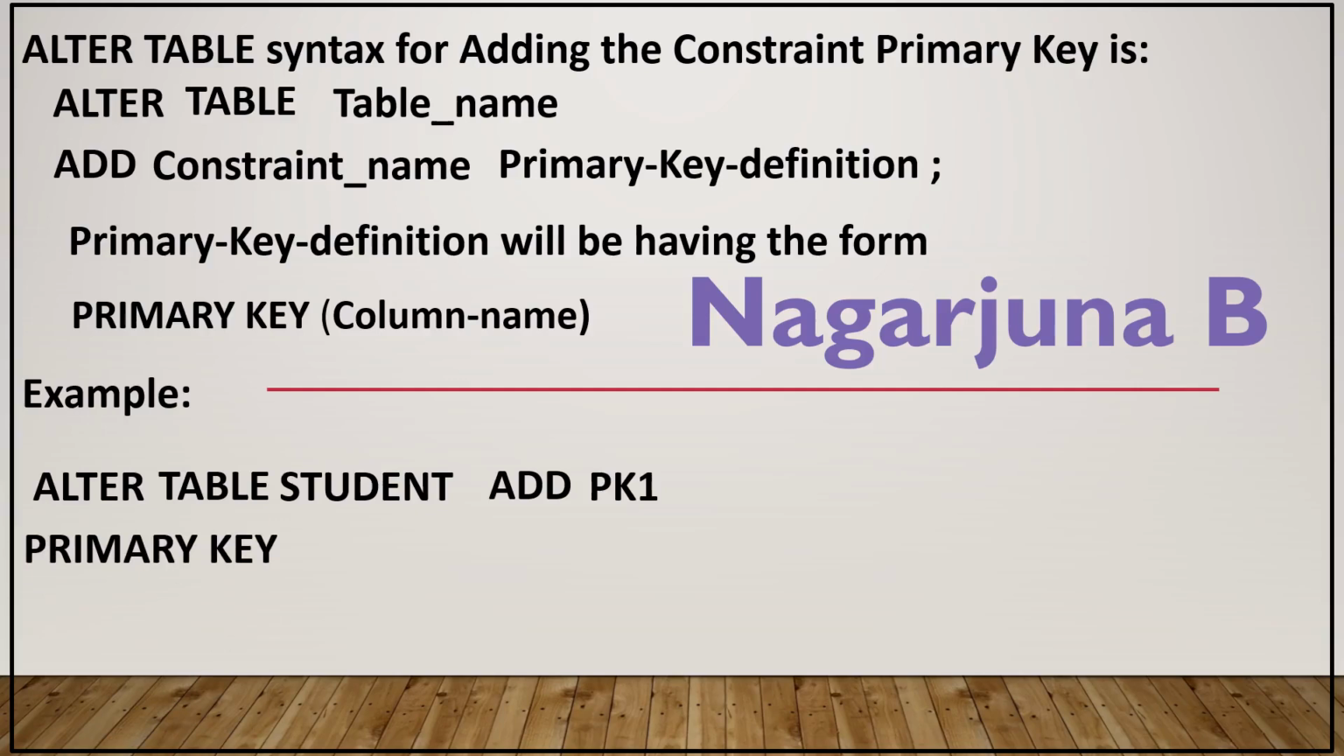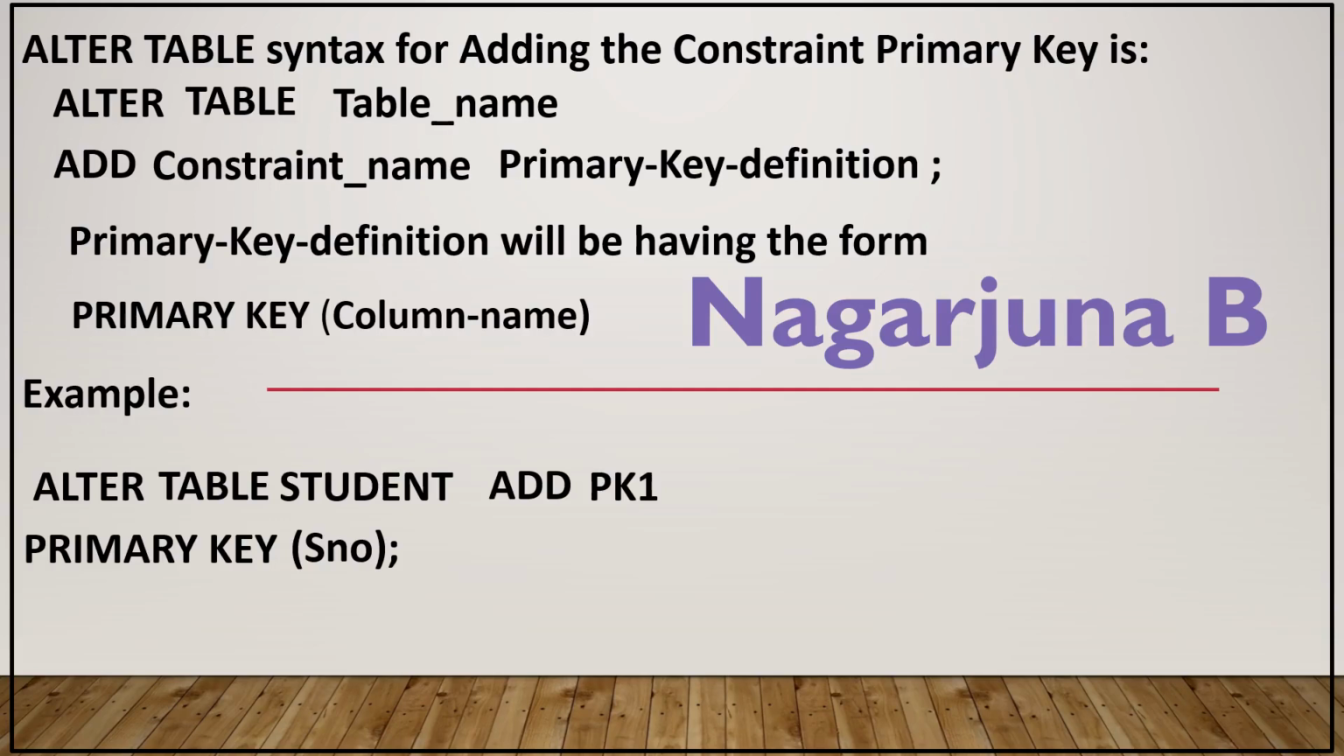So here the column name can be one name, or it can be more than one column name together, which can be used for the purpose of identifying a unique tuple. In case of student, we have considered SNO as the primary key. For that purpose, write within the bracket SNO semicolon. Alter table, table name is student, add is a keyword.